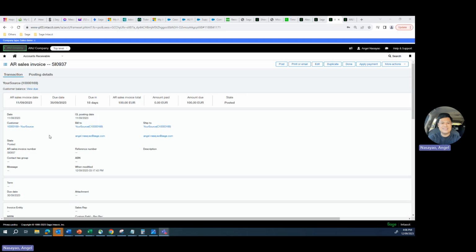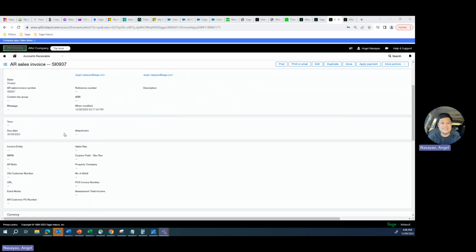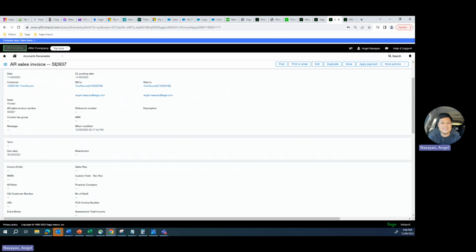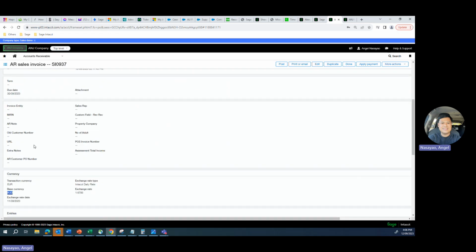So if I understood the scenario, there is an invoice which is in euro, and that's created under an AUD entity, right? And for that AUD entity's invoice, which is in EUR, a payment has been made on the USD bank account.